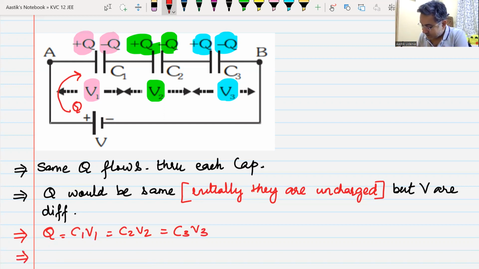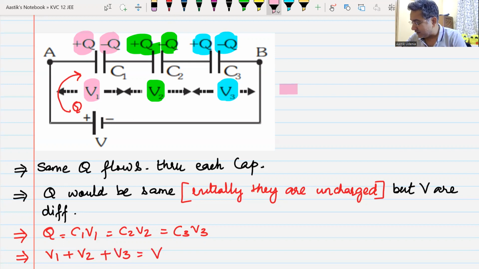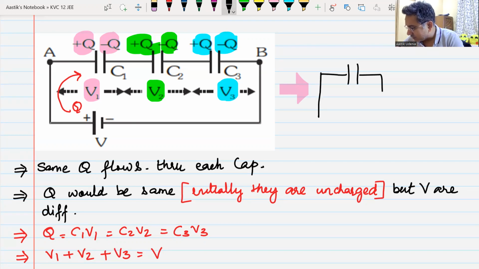Yes, sir. At the same time, you can see that if you add V1, the potential drop across 1, plus V2 plus V3, you will get the potential drop across the three capacitors in all. That becomes the battery voltage V. We understand this, yes or no? Yes, sir. Now, these three capacitors are connected in series, so the same charge is flowing through them. Instead of taking them as three separate capacitors, we can replace all of these three capacitors by a single capacitor, which is connected across this single battery.